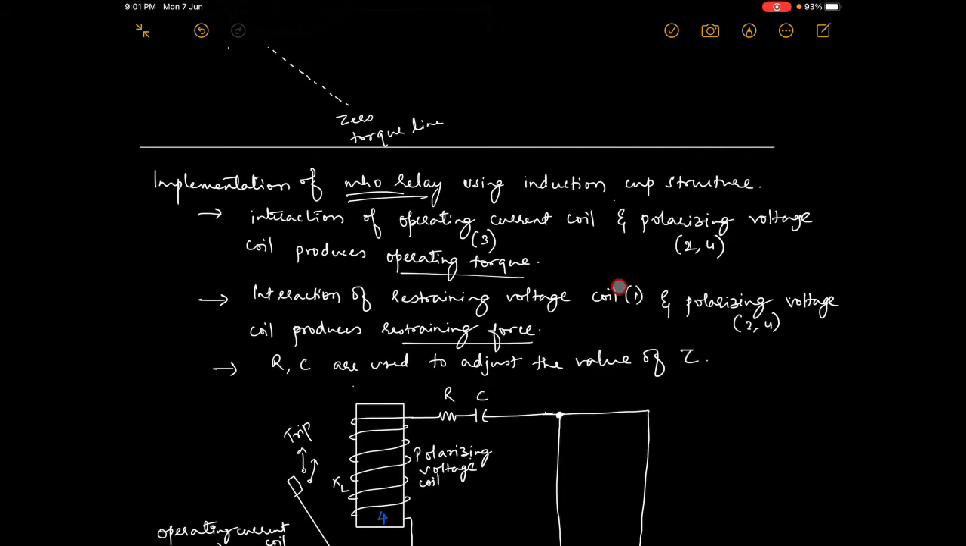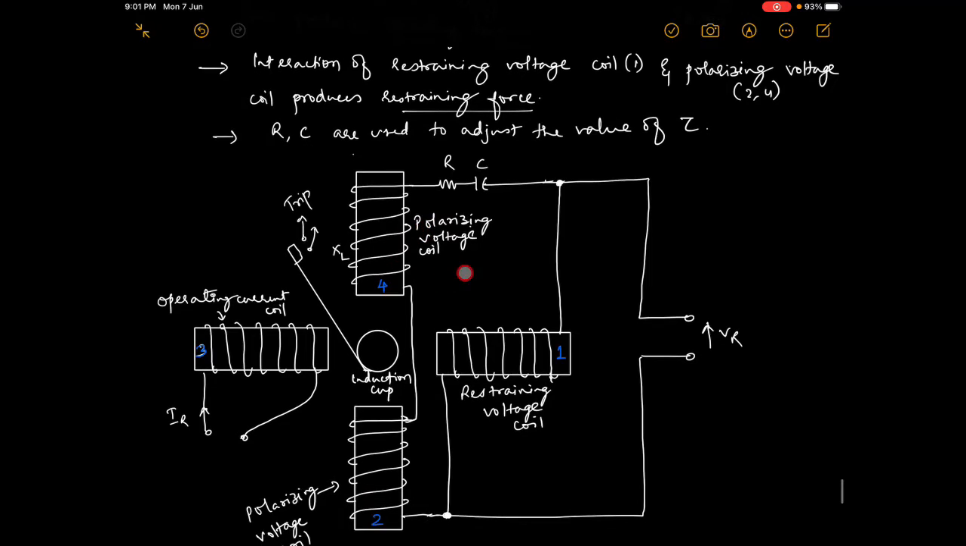So here we have 4 poles, just the way you saw in the reactance relay. In the reactance relay you had two polarizing current coils, but here you have two polarizing voltage coils. Yes, you remember it, right? So this is the polarizing voltage coil and this is also the polarizing voltage coil.